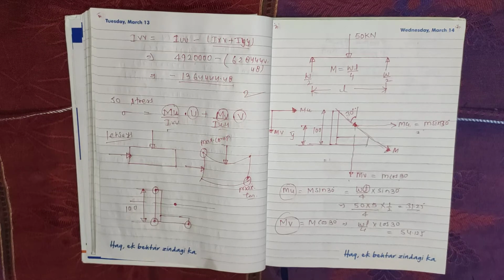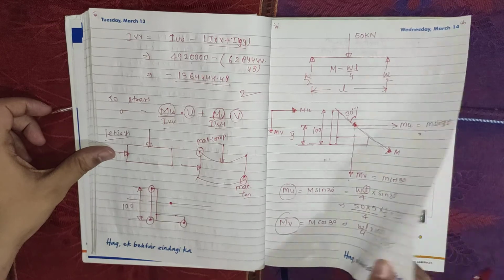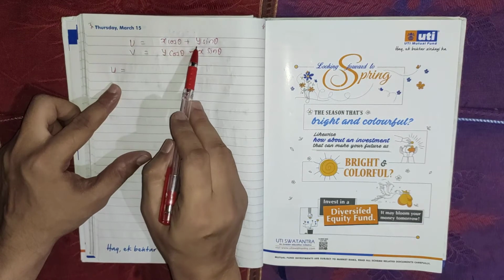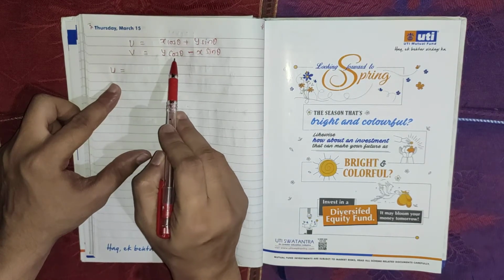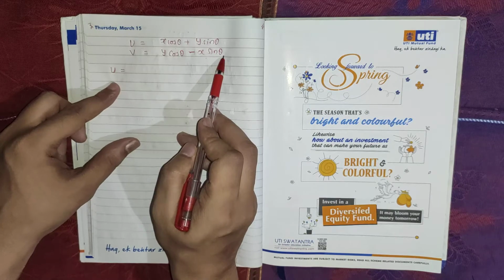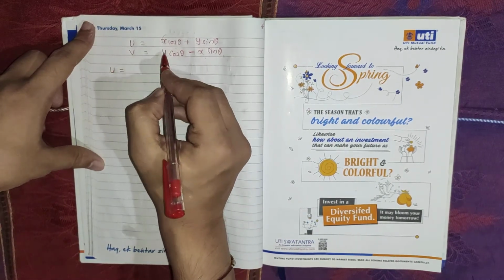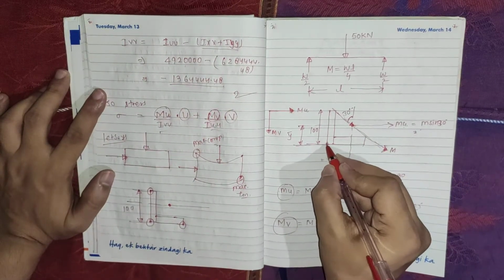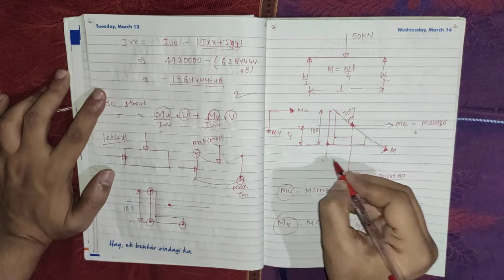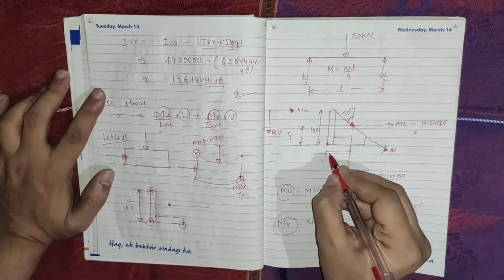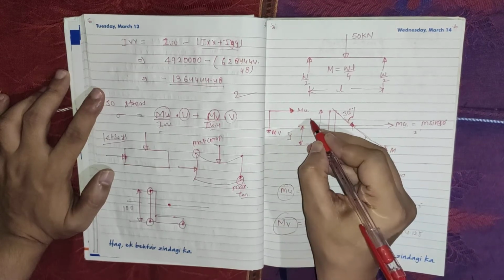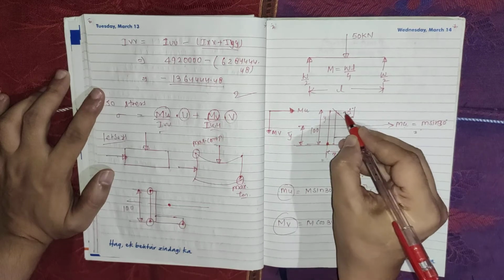So the formula for the calculation of u is x cos theta plus y sin theta. V is y cos theta minus x sin theta. Is it clear? So what is the value of x and y? I will show you in the diagram. Let's say this is the reference axis, and from the reference axis to this point, this value is x bar and this value is y bar. Then this to this value is y, and this is x.